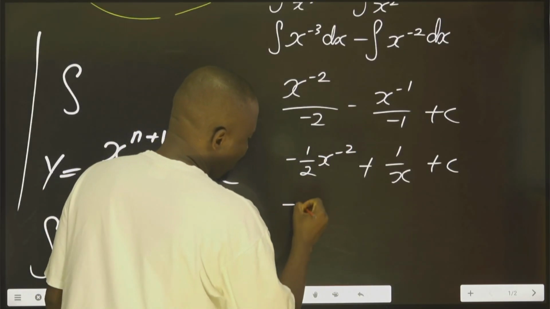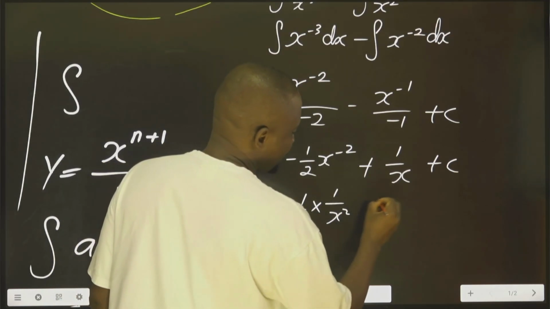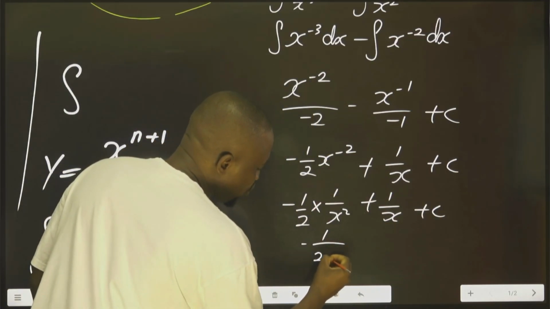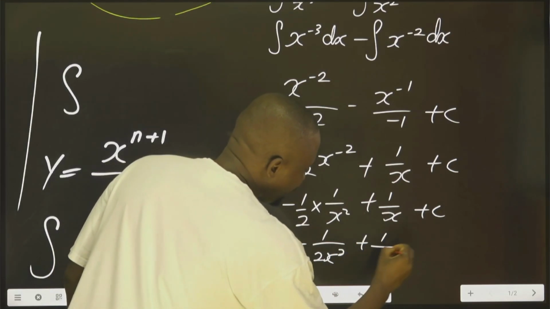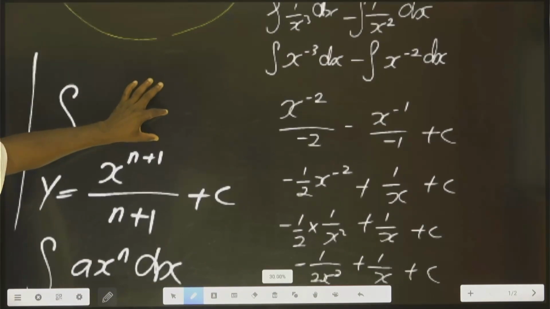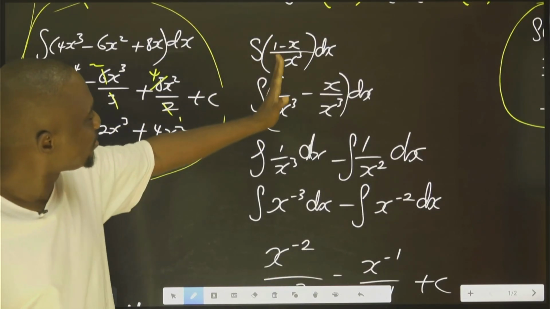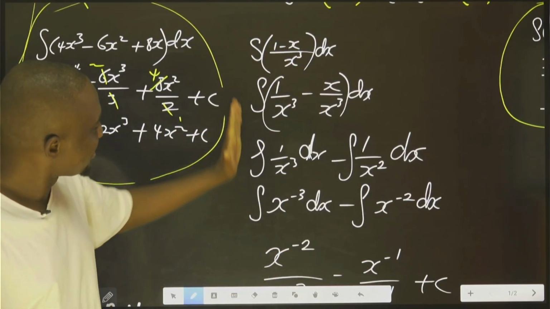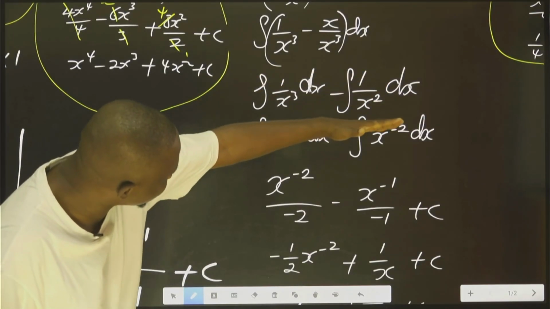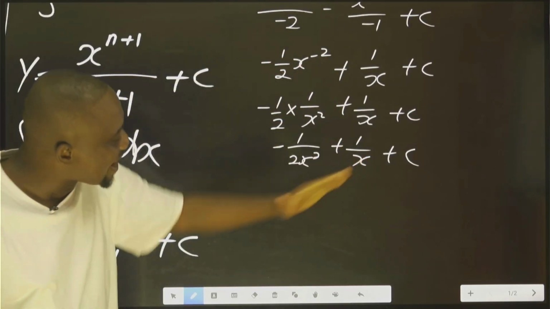Can also work on this further. 1 over 2 times 1 over s raised to the power 2. This is minus 1 over 2s raised to the power 2 plus 1 over s plus c. So you can see it's very straightforward, very easy. You understand it? From here, first of all, this divided by this divided by this. Then we separate these two. Once we separate, we take it back to exponential form. Then we integrate. Then we simplify.